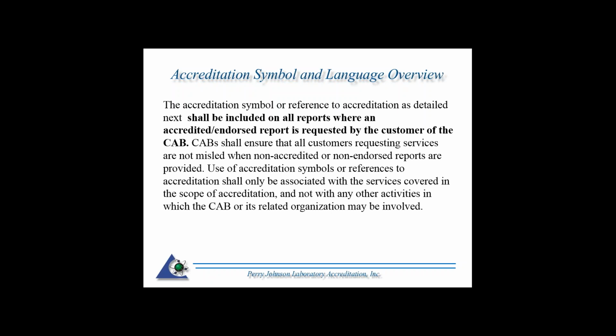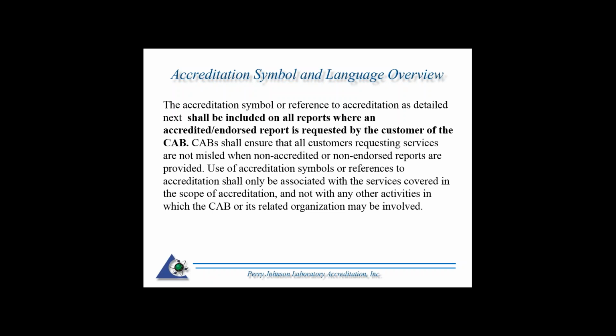The accreditation symbol or reference to accreditation, as detailed on the previous slide, shall be included on all reports where an accredited or endorsed report is requested by the customer of the CAB. So if it's specified in however your contract review is performed, via a customer's purchase order, a contract, a work request, if it's specifying that it is to come under your scope of accreditation or an accredited type report, then what's coming up on the next couple of slides is how this is to be referenced on the reports.